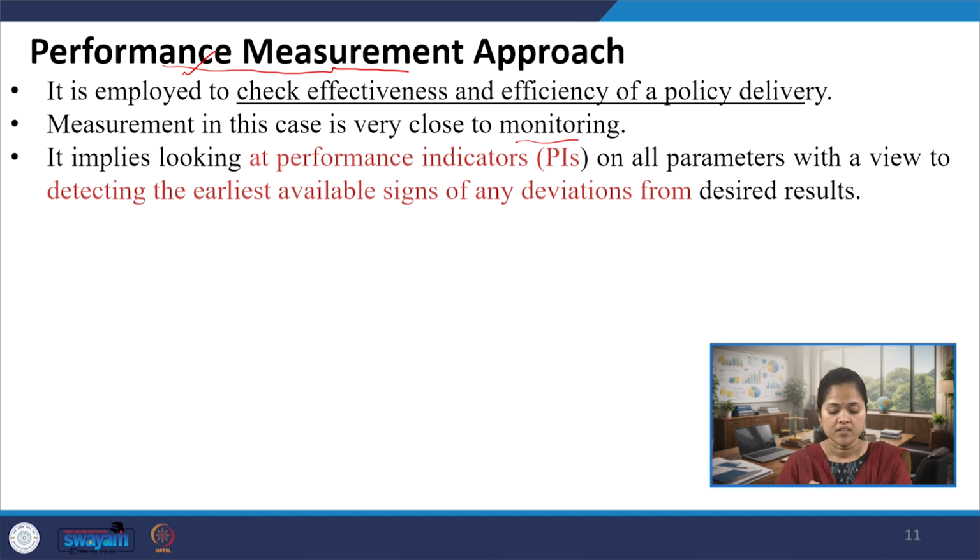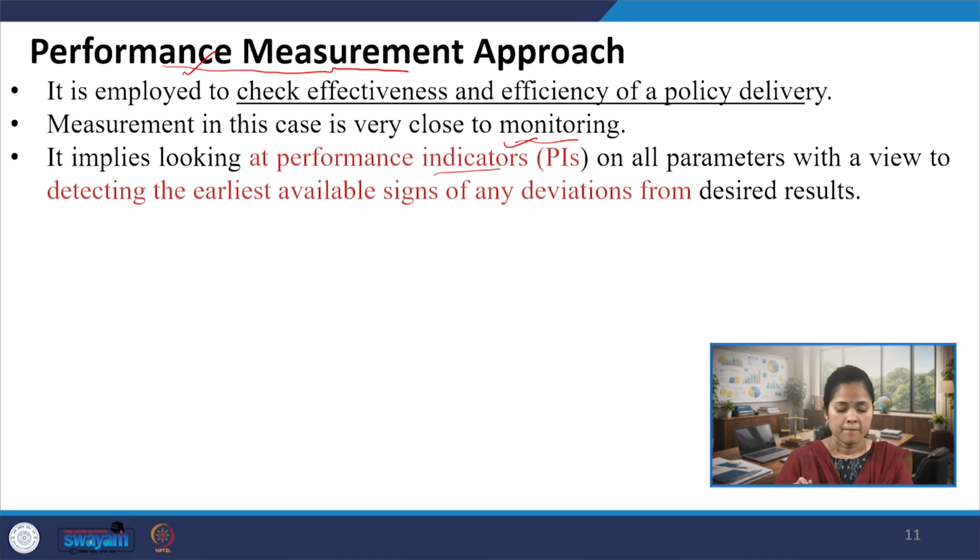So this performance measurement approach takes into account the performance indicators that I was just briefing you on. We have to take into account the indicators, or sometimes indices, on the parameters that we want to highlight, and thereby we can identify if there is any deviation in the particular policy implementation or program implementation through these indicators.